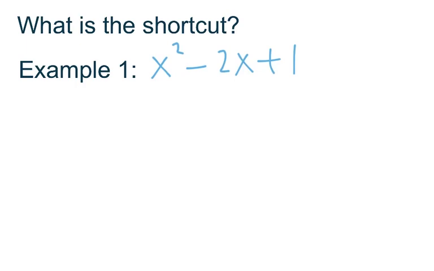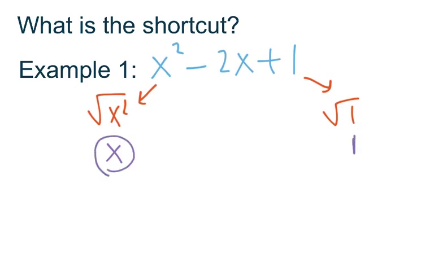Let's get on to the shortcut, right? So what is the shortcut? It's kind of similar to the last shortcut that we did. So you start by taking the square root of these two terms: the square root of x squared and the square root of 1. The square root of x squared gives us just x. The square root of 1 just gives us 1.